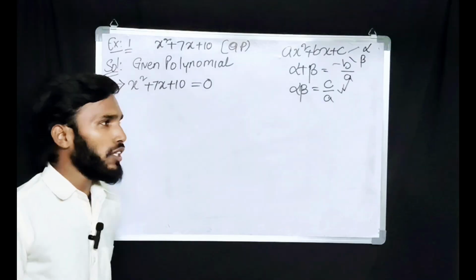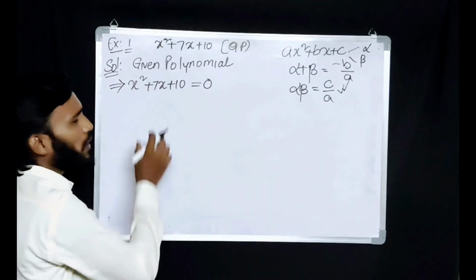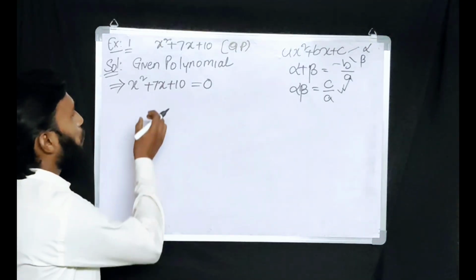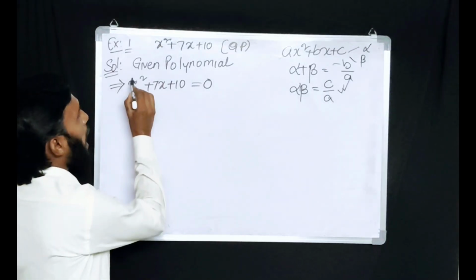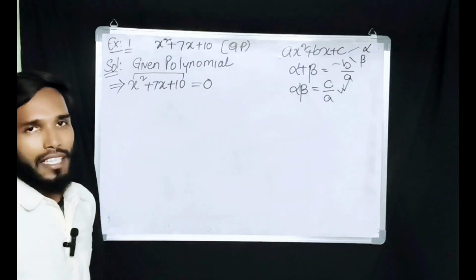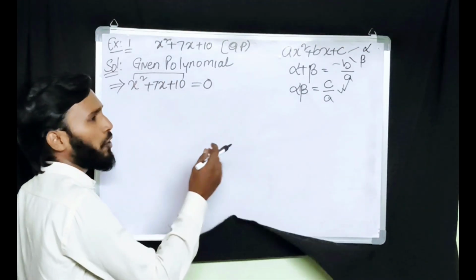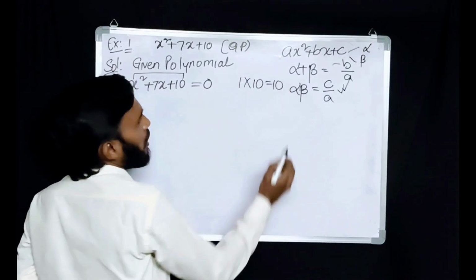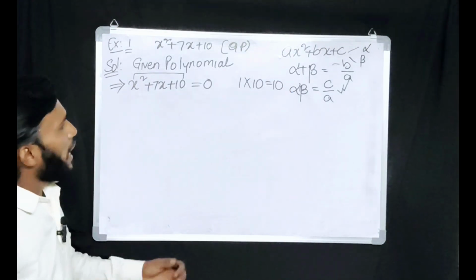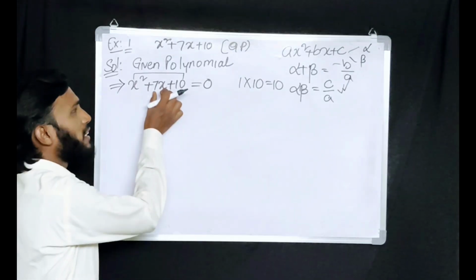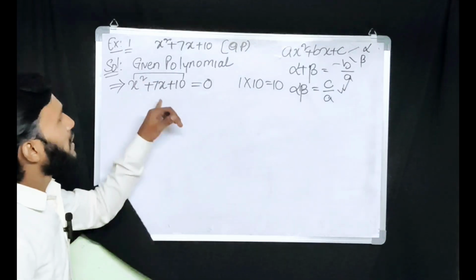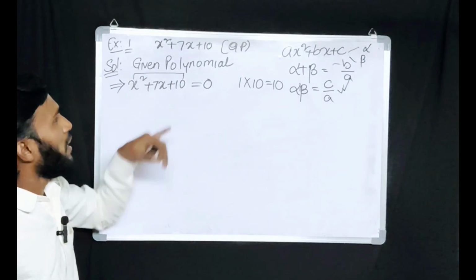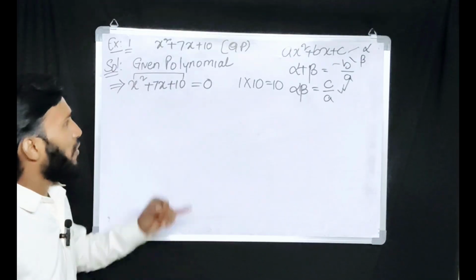Now, as we know, to find the zeros of a quadratic polynomial, we use the splitting the middle term method. To split the middle term, we multiply the first and last terms, whose product here is 1 into 10, which is equal to 10, and whose sum will make the 7x. By multiplying this and this, you will get 10. Now to get 7x, what factors of 10 will work?